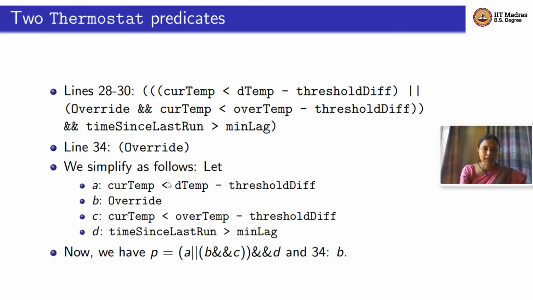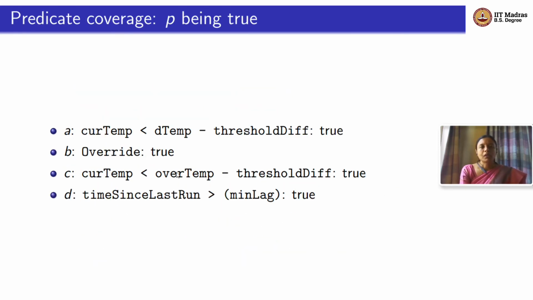So A was this: current temperature is less than desired temperature minus threshold. B was override. A involved this local variable which we just solved. C was current temperature less than overridden temperature minus threshold difference. D was time since last run greater than min lag. So I just substitute. So I take predicate coverage.